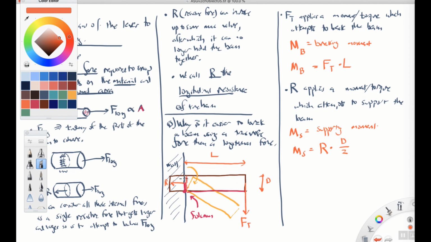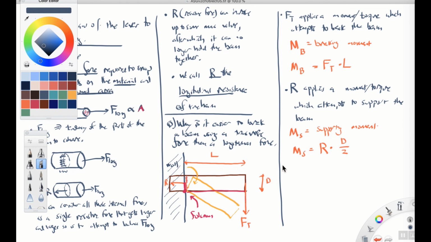Now, technically speaking, there are countless little resistive forces all trying to hold it together. Some of these are farther away with a longer lever arm, and some of them are closer to the fulcrum, a shorter lever arm, but you can take the average of those, that's the argument, and substitute those with a single resistive force that's halfway up the beam. That is, that resistive force multiplied by a single lever arm of d over 2 provides this supporting moment. Okay, that's the approach that Galileo makes.